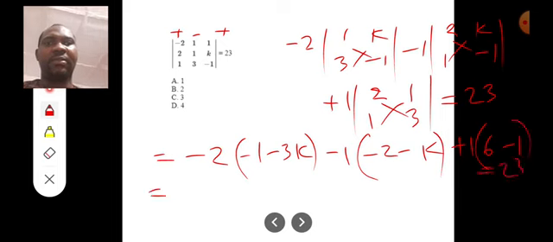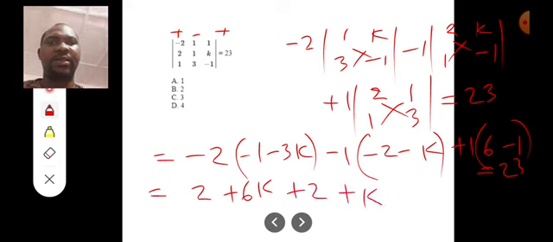So this will now be 2 into minus 2 into, okay, I guess we should open the bracket now. Minus 2 times 1, minus 1 is 2. Minus 2 times minus 3k is plus 6k. Minus 1 times minus 2 is plus 2. And plus, then we have plus k. 1 times 6 minus 1, 6 minus 1 is 5, it will be plus 5, everything equal to 23.